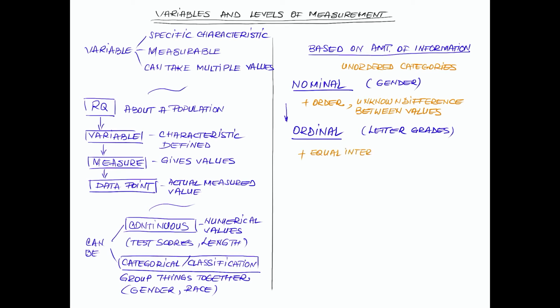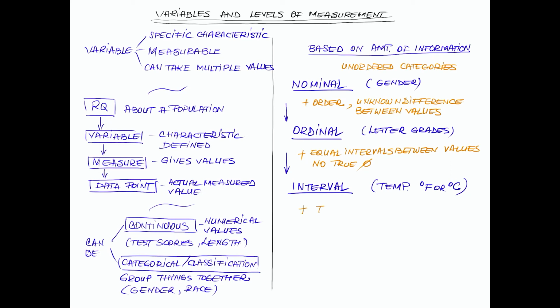If to ordinal variables we add equal intervals between the values a variable can take, but we do not have a real 0 point, for example, temperature, for which 0 degrees does not mean the absence of temperature. Of course, this is for Fahrenheit or Celsius scales. We have an interval variable.